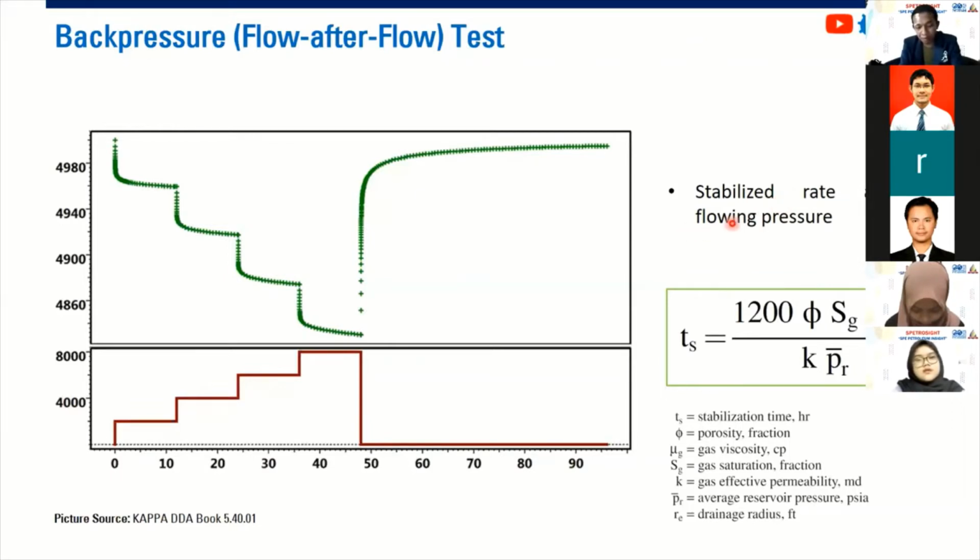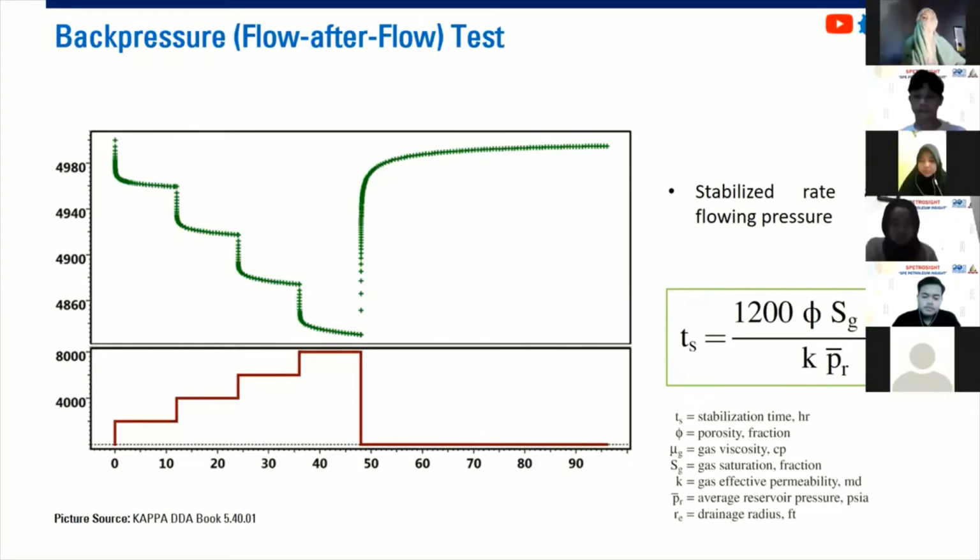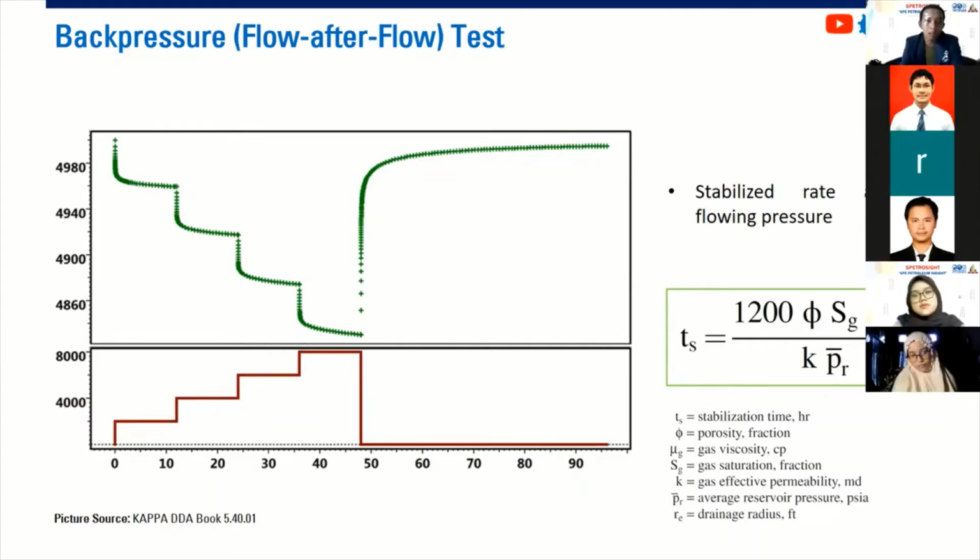To know how long we should flow our well, we need to use this stabilization time formula. It is actually the time required to reach pseudo steady state condition. If you have porosity and the other data, then you can easily calculate your stabilization time. But if the stabilization time is too long, for example, if you have low permeability reservoir, most of the time tS will be very, very long. And we cannot do back pressure test.